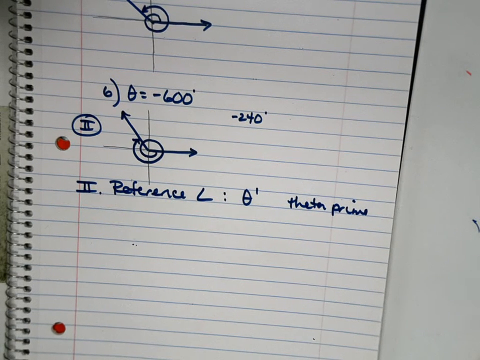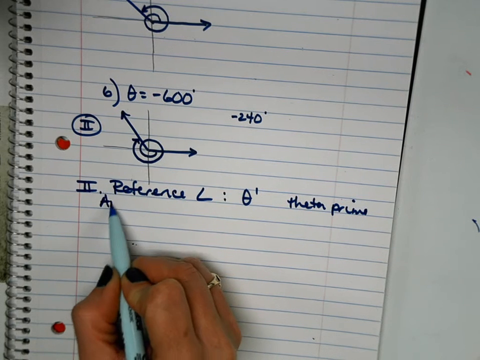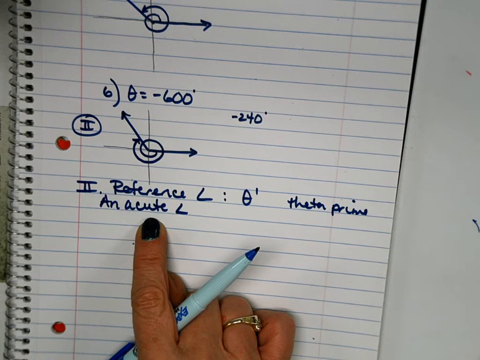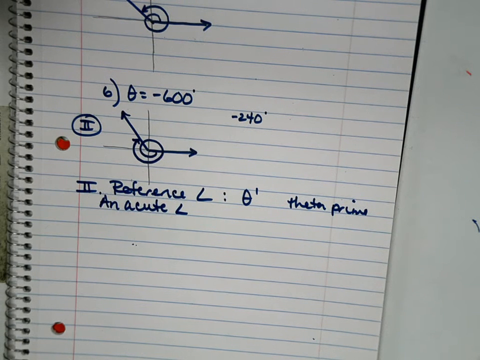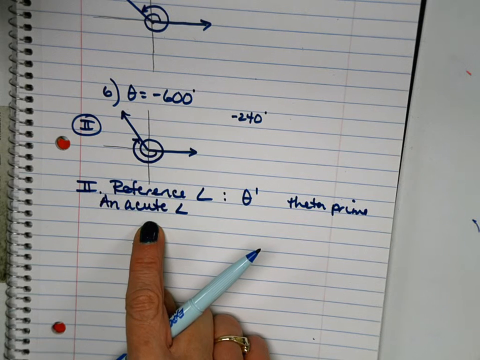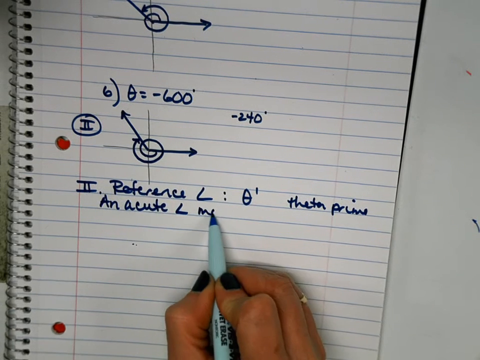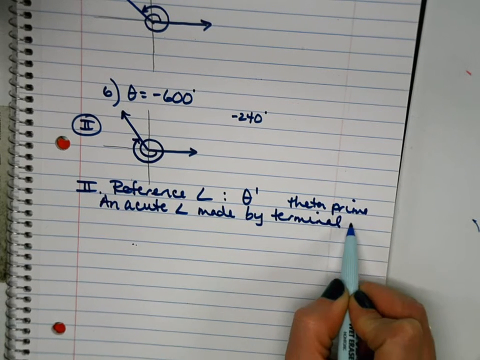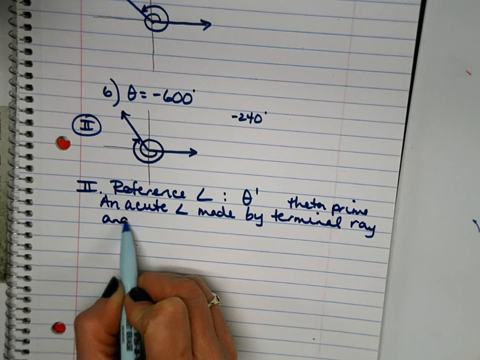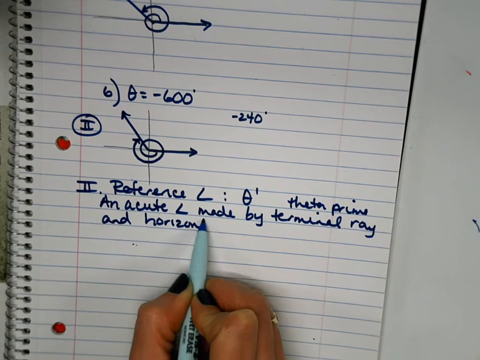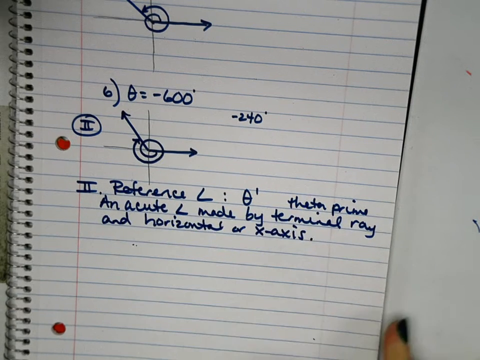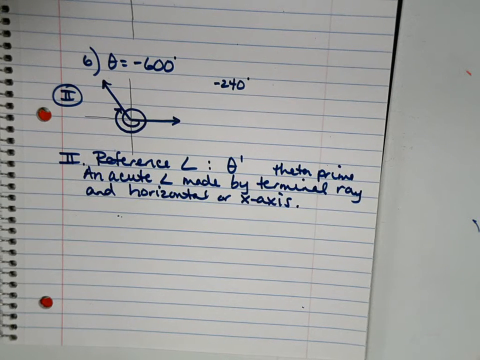A reference angle, you guys, it's an acute angle. Can you tell me what that is? Smaller than 90. Smaller than 90, okay, but not negative. Acute angles are between 0 and 90, okay? So not a negative angle. These will always be positive. So it's an acute angle made by the terminating ray, or the terminal ray, and the horizontal, or the x-axis. The horizontal axis or the x-axis. And again, we're going to call it theta prime, and it'll always be between 0 and 90.